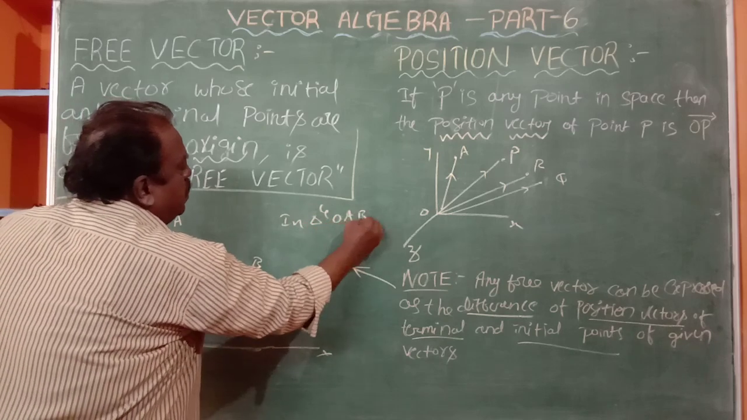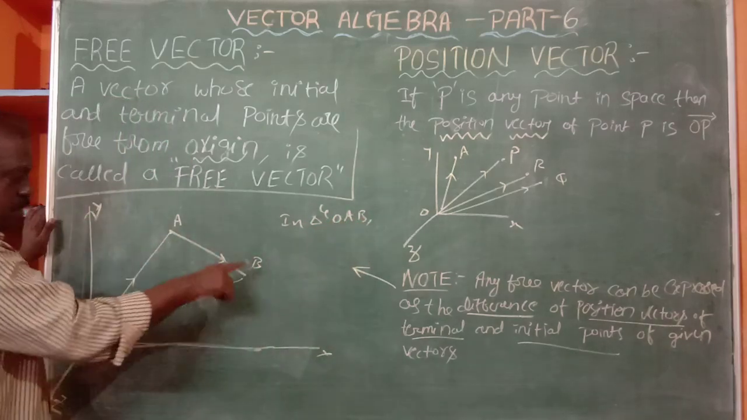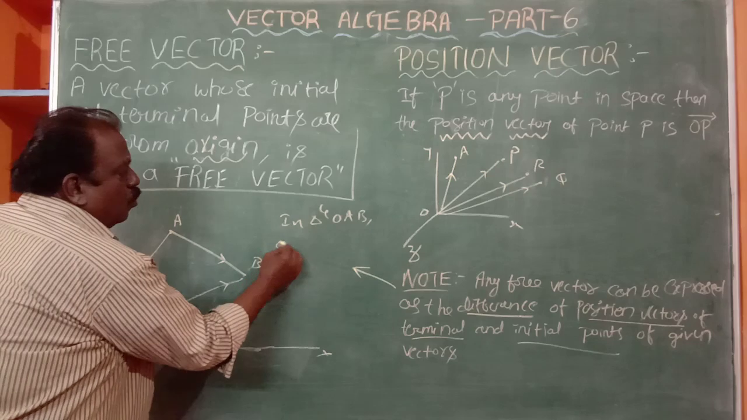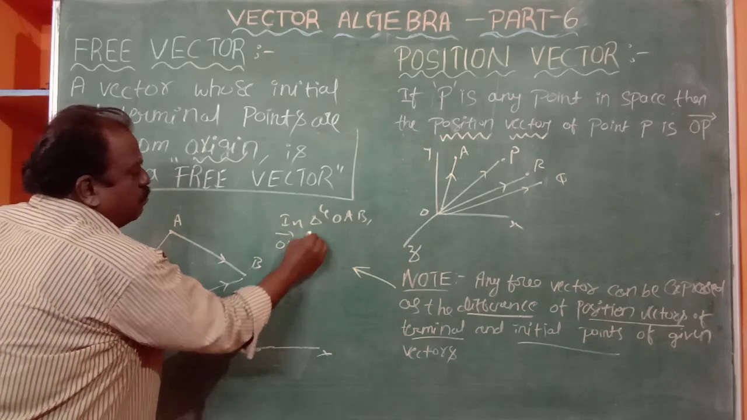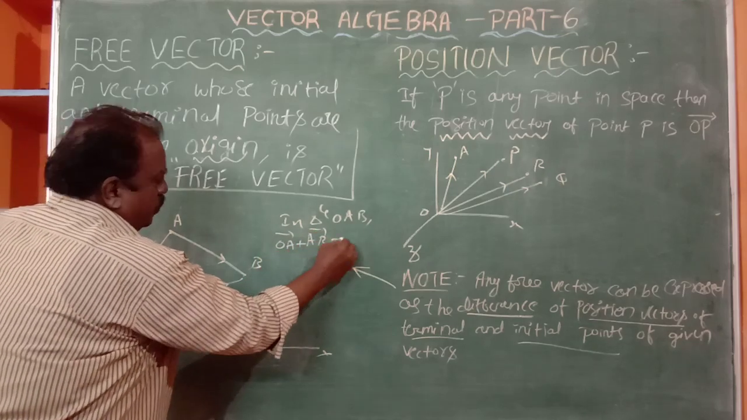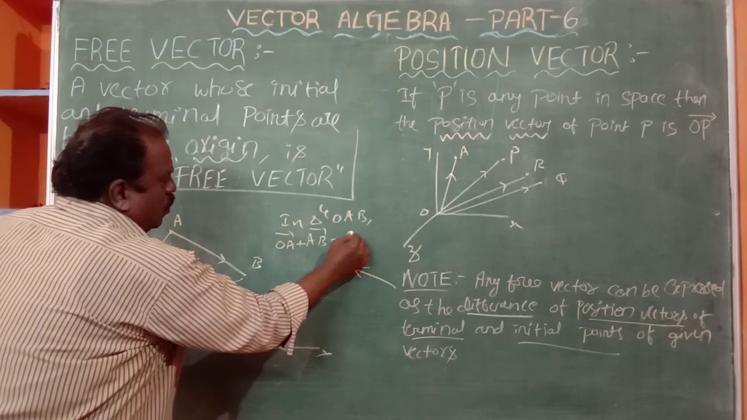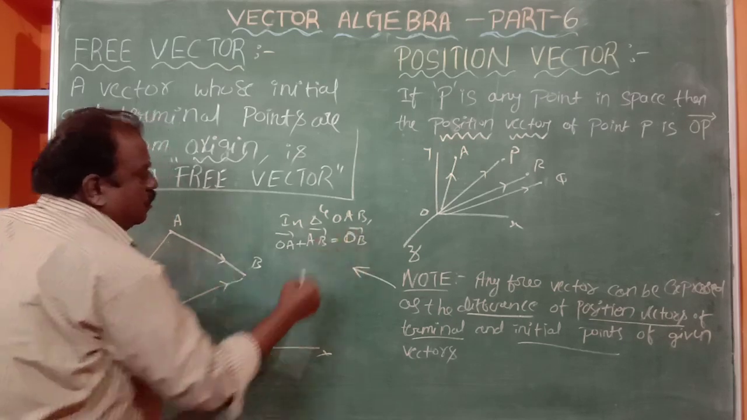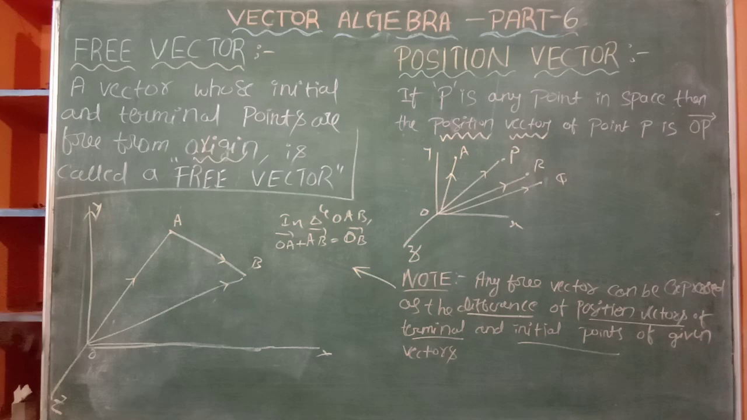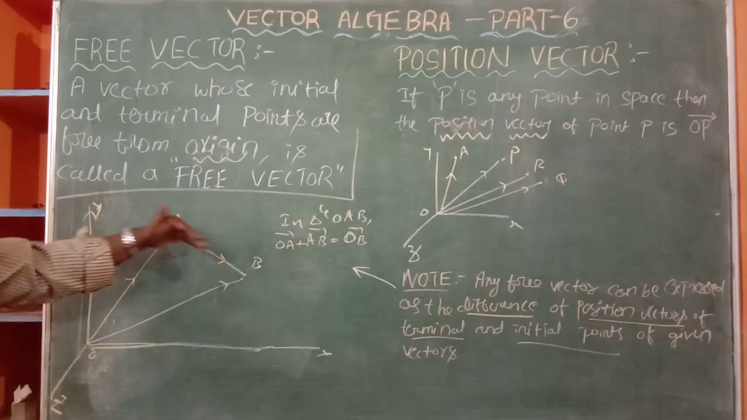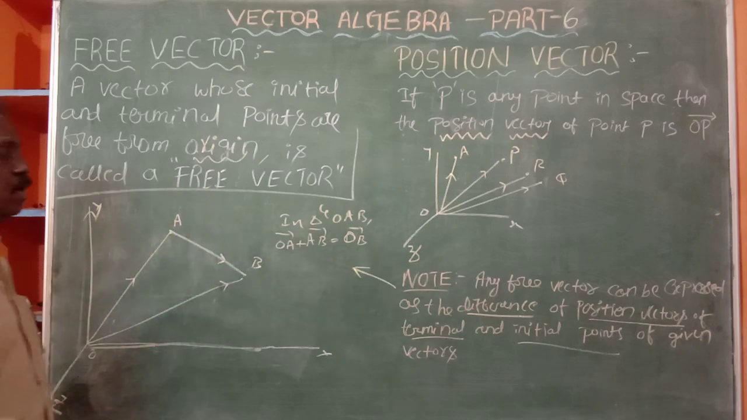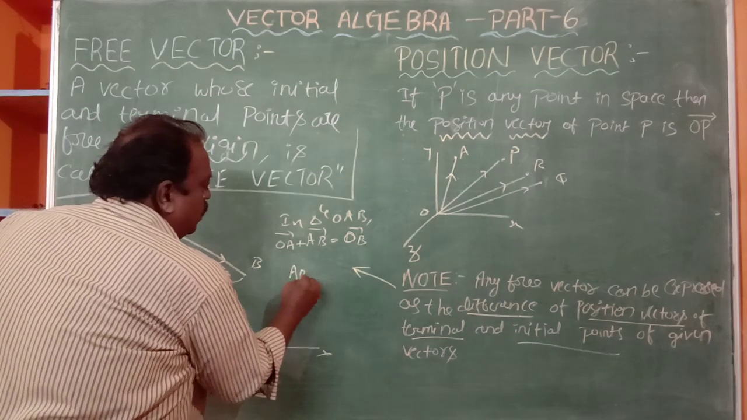Now you see, in triangle OAB, OA bar plus AB bar is equal to OB bar. Will you agree? By the triangle law of vector addition, going from O to A to B is OB bar. OB bar is the displacement, or the addition, of OA bar plus AB bar. We know it well. Now what is AB bar?